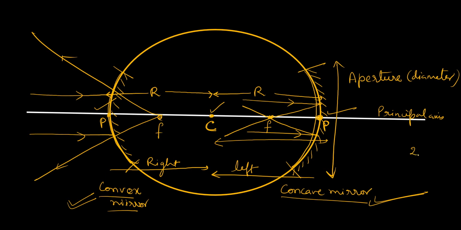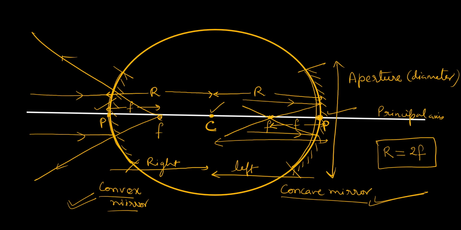So it is half of the radius of curvature. By the way, focal length is the distance between the principal focus and the pole of the mirror. Focal length is the distance between principal focus and pole of the mirror. And twice the focal length is the radius of curvature. Twice focal length is the radius of curvature.